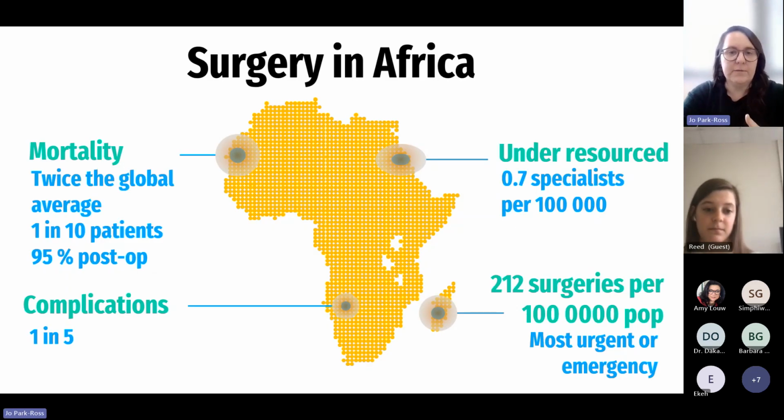We know what we're up against in improving perioperative care in Africa. We know that we have twice the global average in terms of mortality. We know that our complication rate is very high, up to 1 in 5 patients, that we don't have the resources of well-resourced settings, that instead of the 20 specialists per 100,000, which is the recommendation, we're sitting at around 0.7 on our continent, and that most of our surgery is urgent or emergent surgical care.